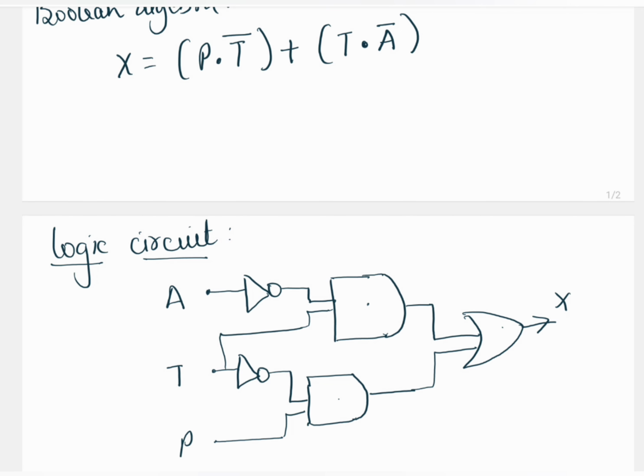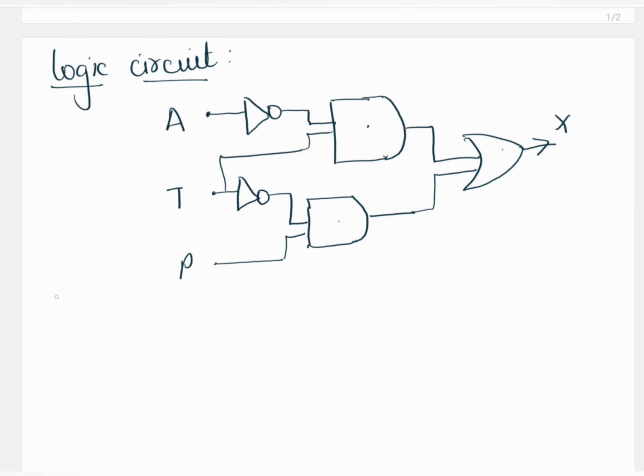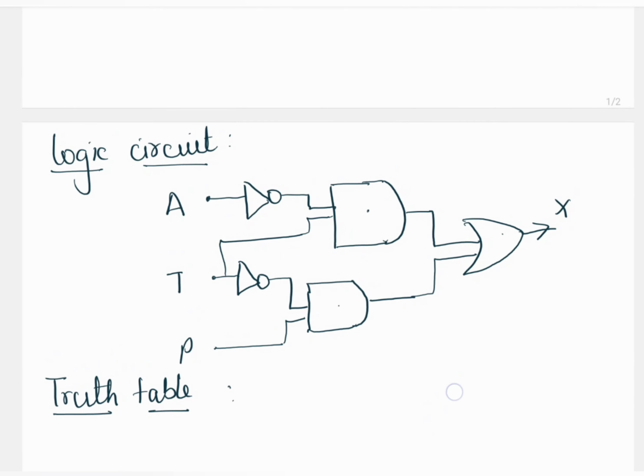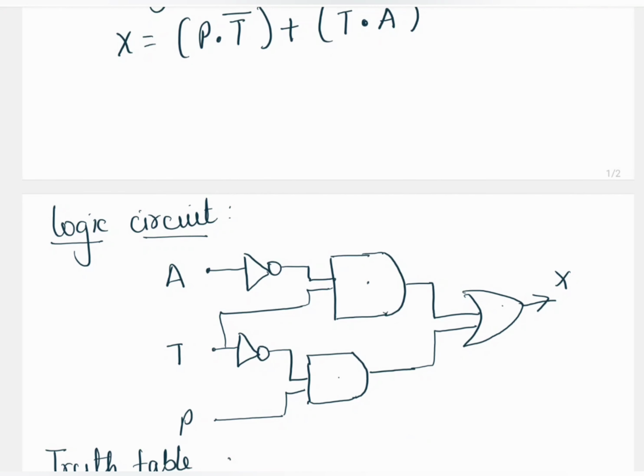Now let's try and put a truth table together. So the next is the truth table. I'll just put the expression again here so that it becomes easier for us to trace the truth table. It's P and not of T, or T and not of A.